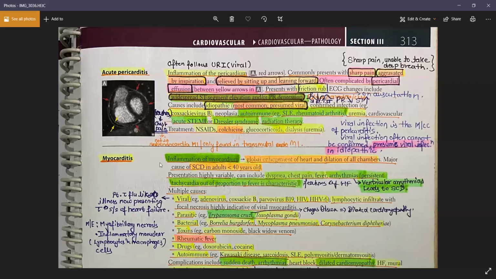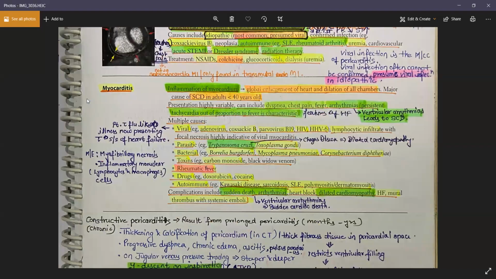No. Then comes myocarditis, which is an inflammation of the myocardium. We have discussed that previously in rheumatic heart disease also, right? So it causes a global enlargement of the heart and dilation of all the chambers. All 4 chambers will be dilated. You will have heart failure with reduced ejection fraction, or I can say systolic heart failure.